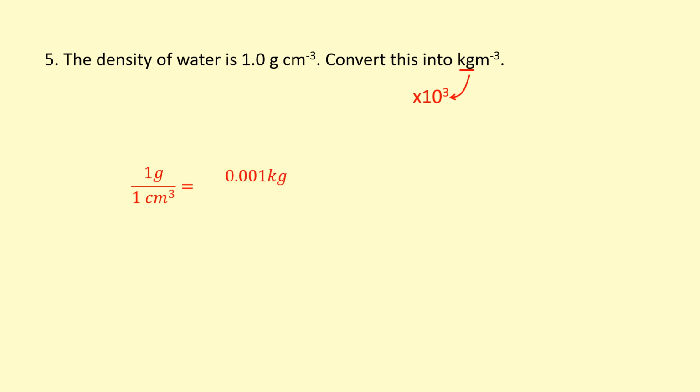That makes sense. It's going to be a tiny amount in kilograms. Then let's convert the centimeters cubed. The conversion factor there is 10 to the minus 2, and we're going to have to convert each one of those centimeters into meters, so we'll have to divide by 100 3 times. So it looks like this: 1 times 10 to the minus 6 meters cubed. That gives us 1,000 kilograms per meters cubed.